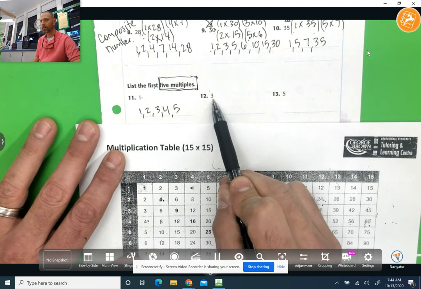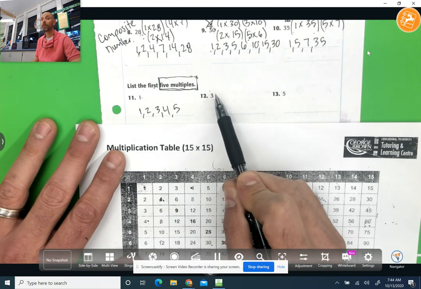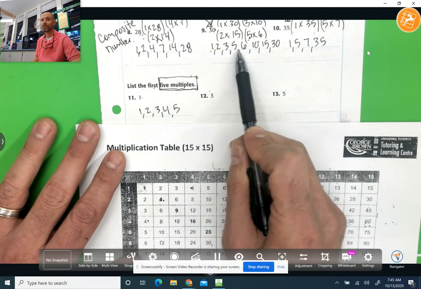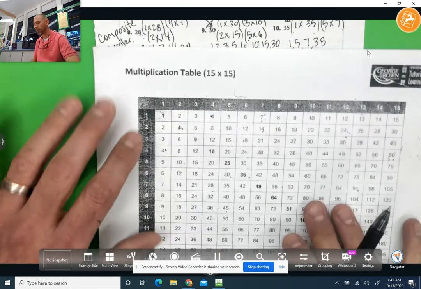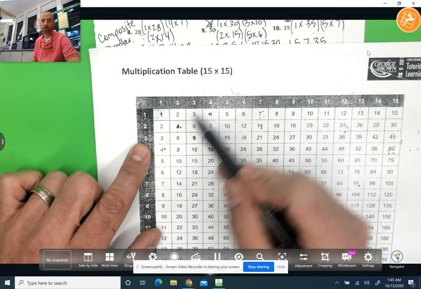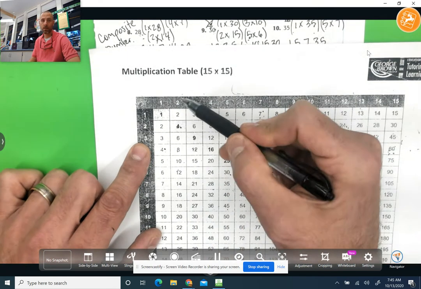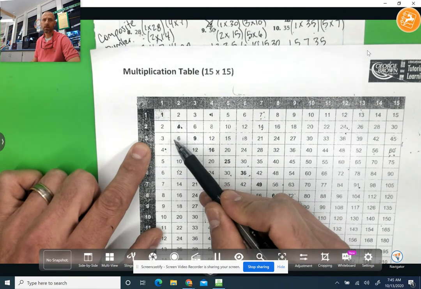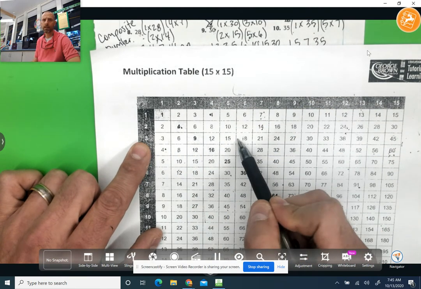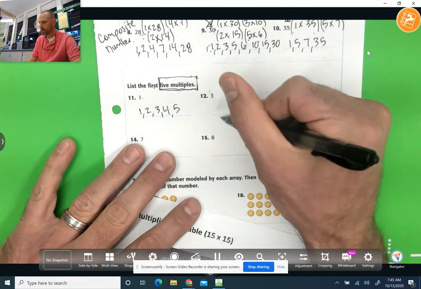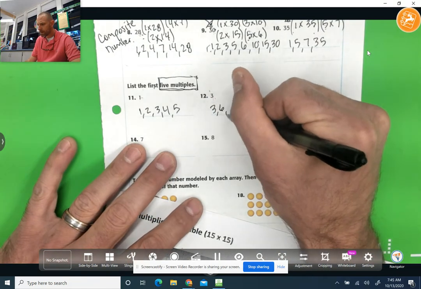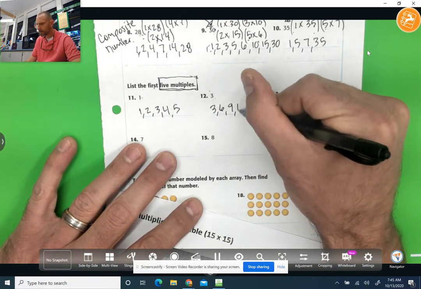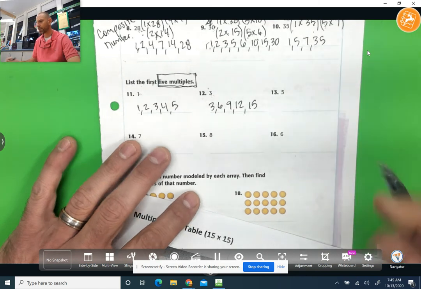Okay. Now let's find 3. Find the factor 3. Okay. These 3s. The factor 3. Here it is. Or here it is. You can go along the horizontal. You could go down the vertical. But the first 5 are 3, 6, 9, 12, and 15.